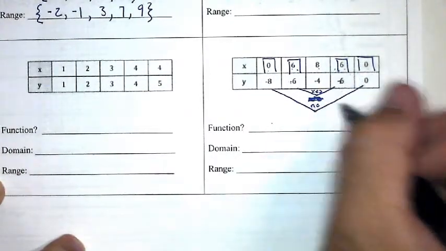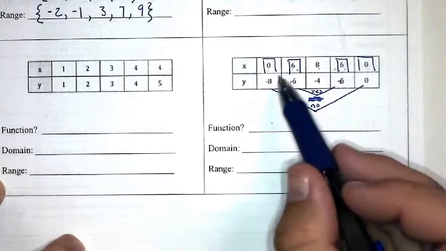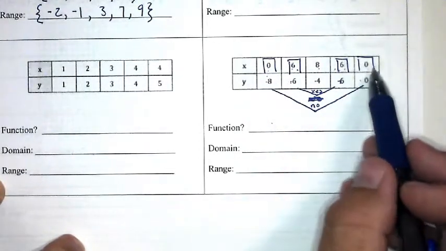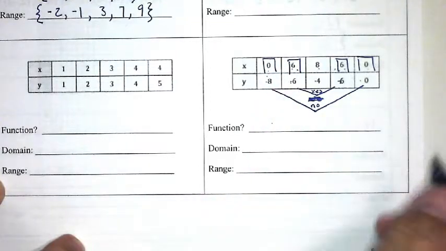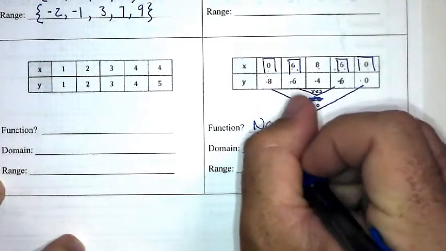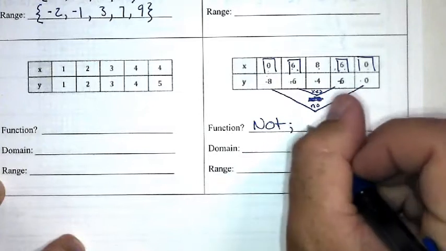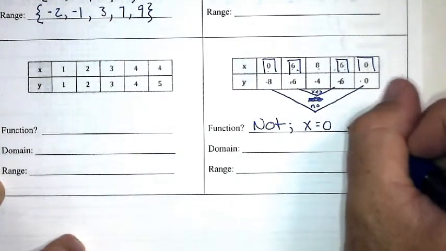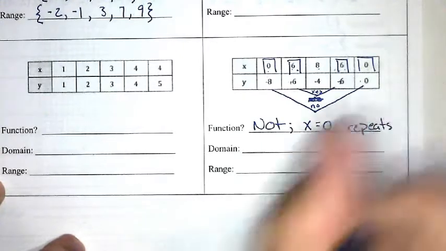The answer to that question is no. -8 is not the same as 0. So I have two different y values for my x equals 0. And because of that, this is not a function, because at x equals 0, that's where it repeats.